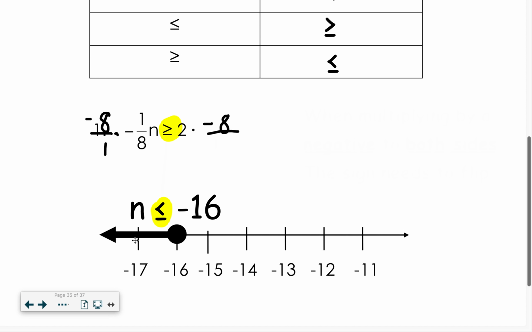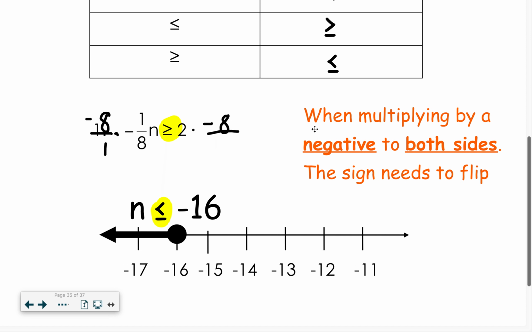Now again, all I did here is I solved it like a normal one-step equation. The difference is it's an inequality. So I have to ask myself, did you multiply or divide by a negative number to both sides? If the answer is yes, then you flip the symbol. If the answer is no, then you just drop it. But we need to remember, when multiplying by a negative to both sides, the sign needs to flip.